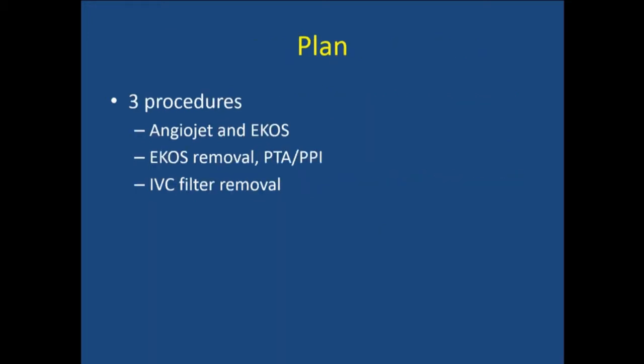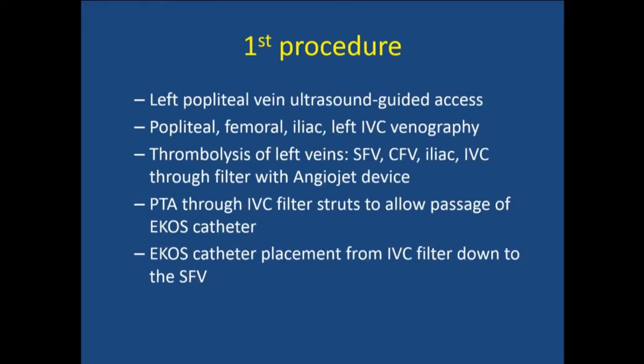So our plan for the procedure at our institution is a three-pronged approach. First is thrombolysis of the left-sided system, given the extent of disease. Second is ballooning and stenting. And then third is IVC filter removal, both sides, is our plan at the time.